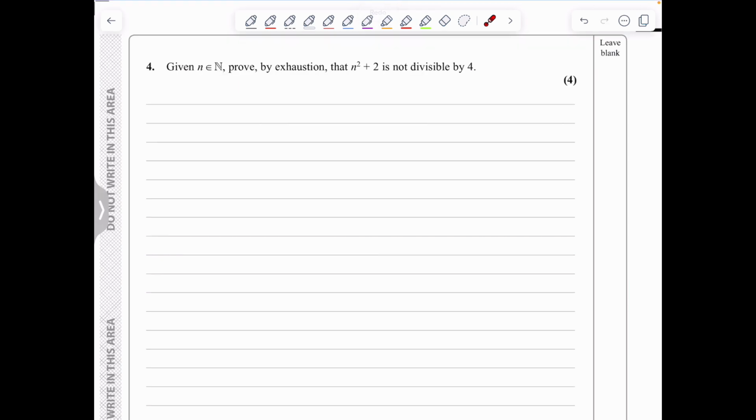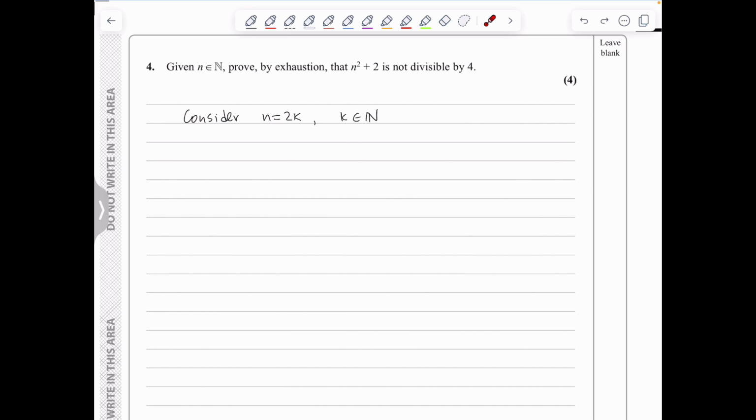In question 4, we need to prove by exhaustion that n squared plus 2, where n is a natural number, this means a positive integer, is never divisible by 4. So I will split the positive integers into the even and the odds, and I will consider each case separately. We will start by considering n is 2k, where k is in the naturals. This corresponds to the case that n is even.